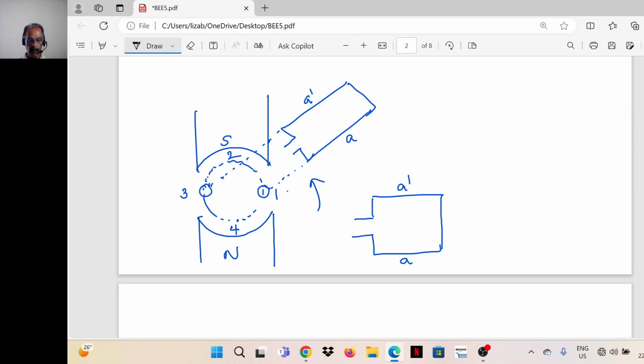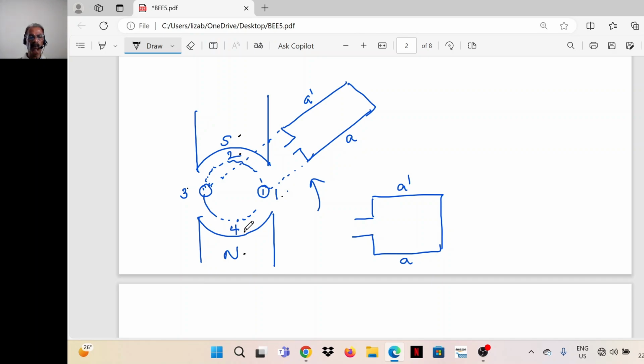So here a pair of magnetic poles are assumed, north and south. This is taken as north for convenience. And the four positions, say position 1, 2, 3, 4. That means this coil is rotating in this magnetic field. Let's see what will be the induced EMFs in positions 1, 2, 3 and 4, and back to 1.